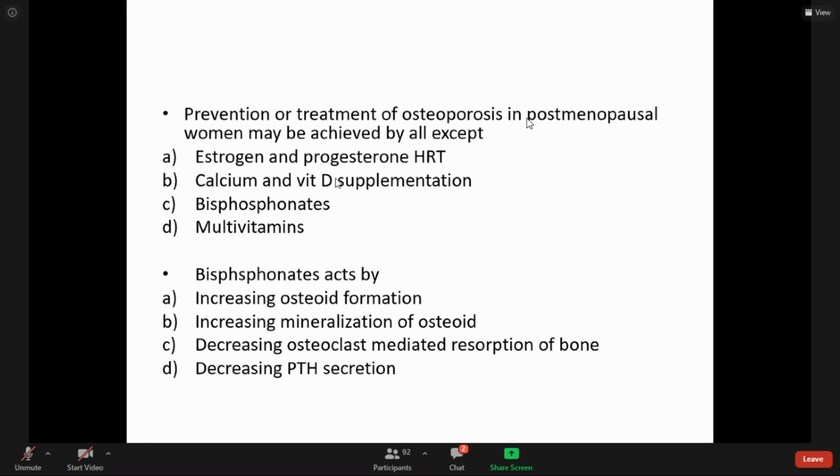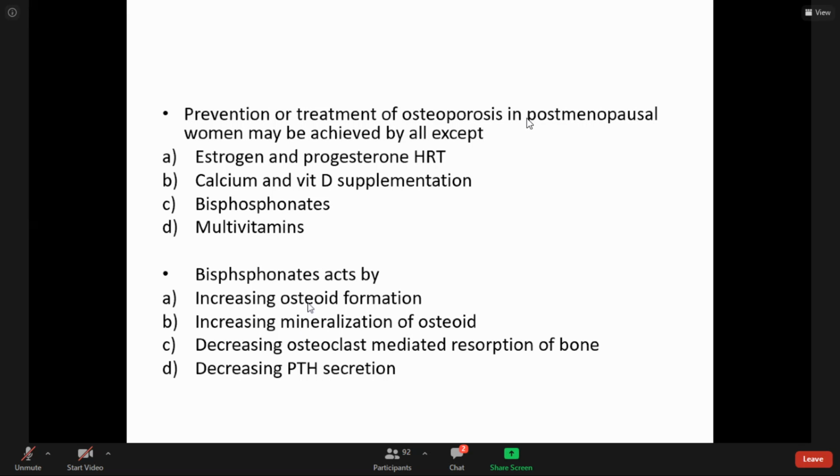Similarly, bisphosphonates are another drug of choice for the treatment of postmenopausal osteoporosis, apart from hormonal replacement therapy. Along with hormonal replacement therapy and bisphosphonates, calcium and vitamin D supplementation is also given, but the multivitamins are not given. So the answer is D.